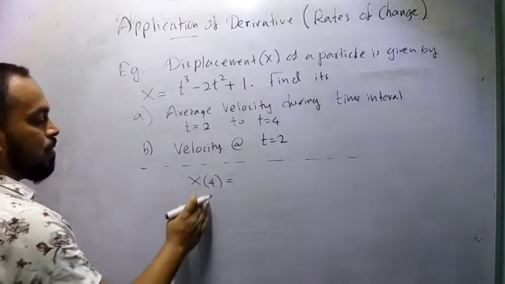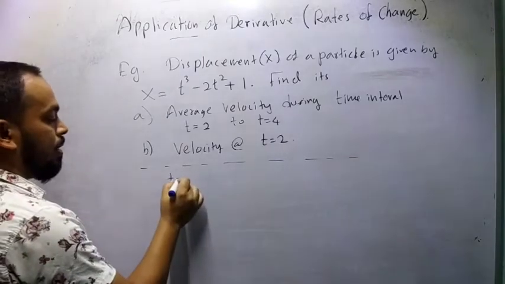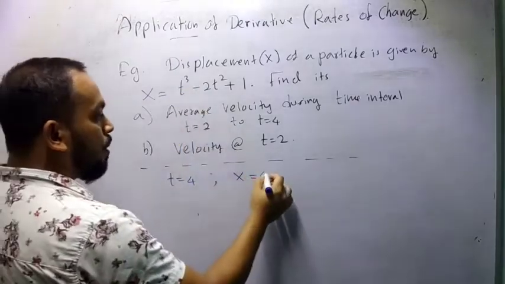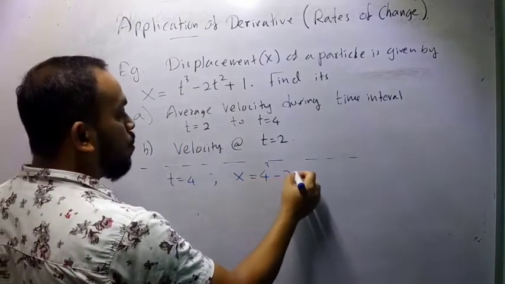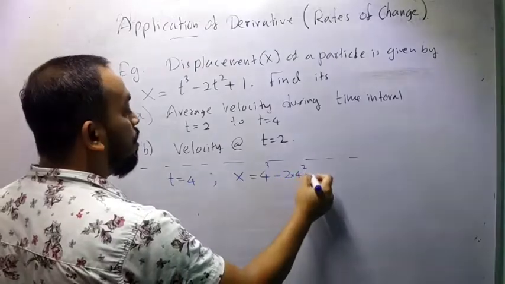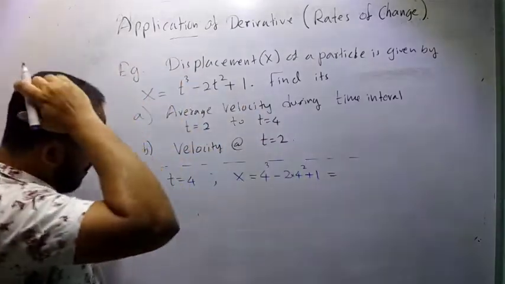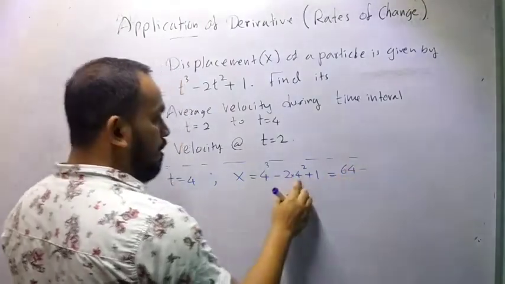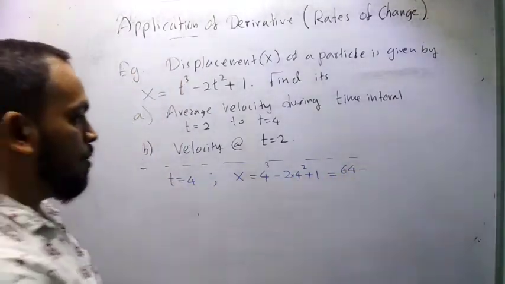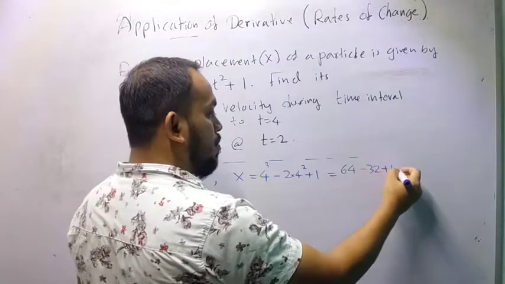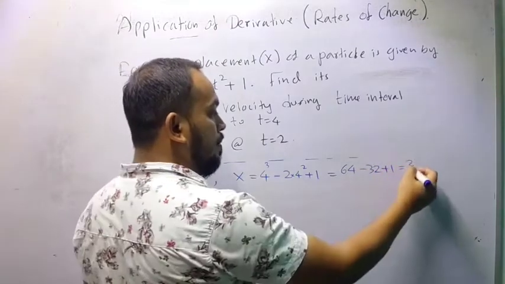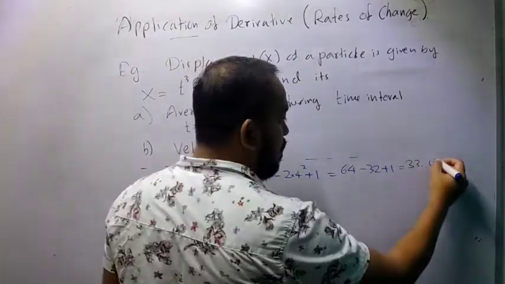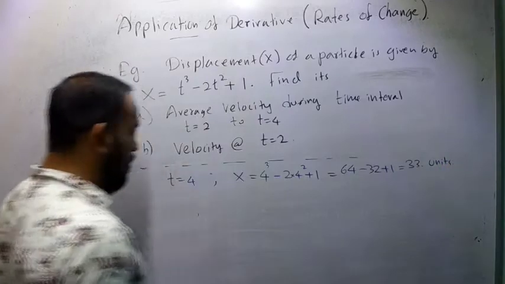At t equals 4, what is x? So 4 raised to 3 minus 2 into 4 raised to 2 plus 1. So this is 64 minus, this would be 32, plus 1, that is 33. Some units, right? 33 units, because the units are not given.